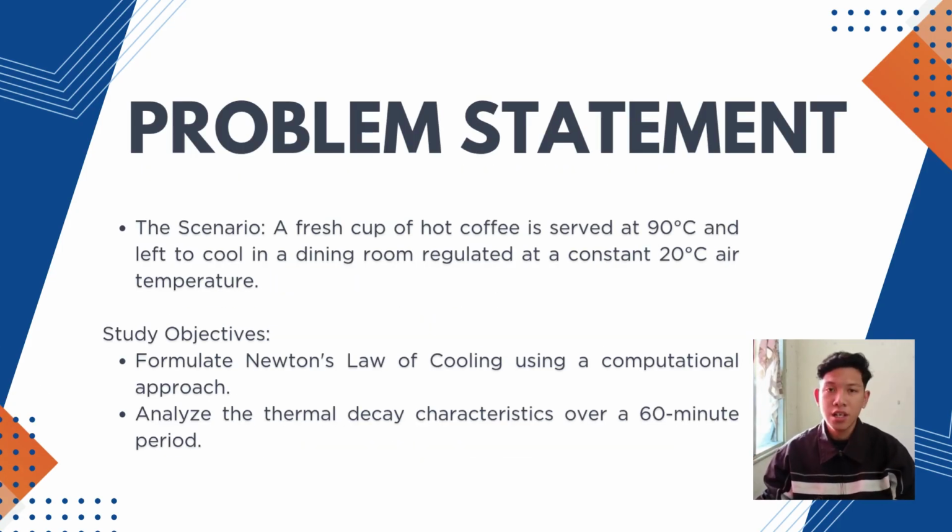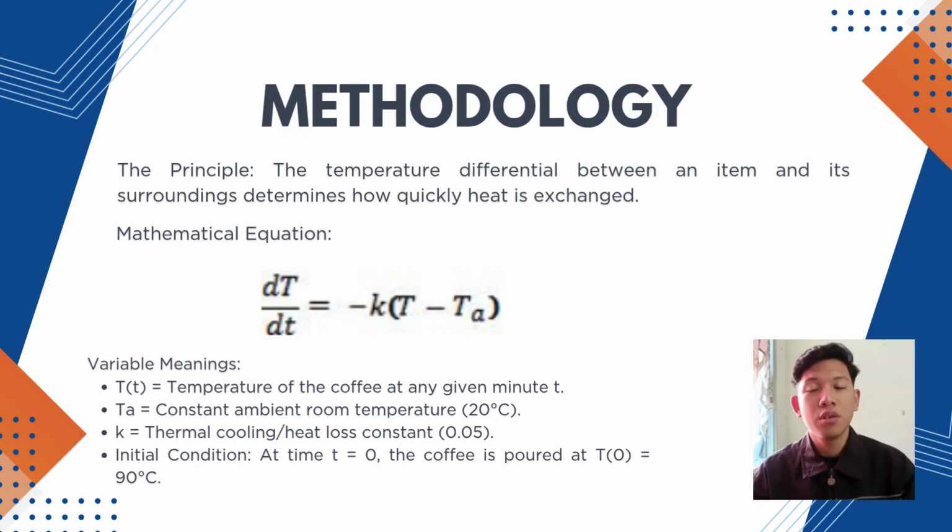For this physical scenario, a fresh cup of hot coffee is served at an initial temperature of 90 degrees Celsius and left to cool in a dining room regulated at a constant 20 degrees Celsius. The objectives of this study are twofold. First, to formulate Newton's law of cooling using a computational approach, and second, to analyze the thermal decay characteristic over a 60-minute period. We're moving on to the methodology.